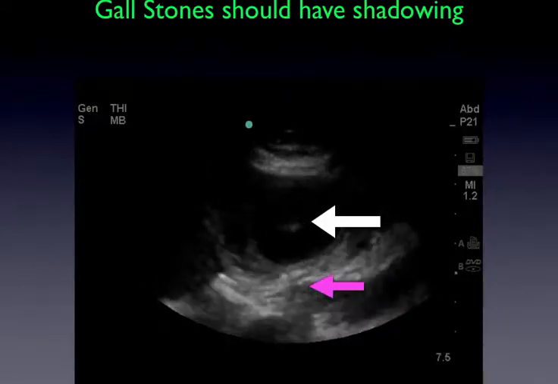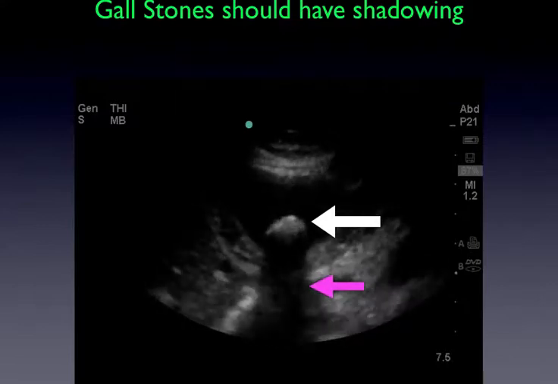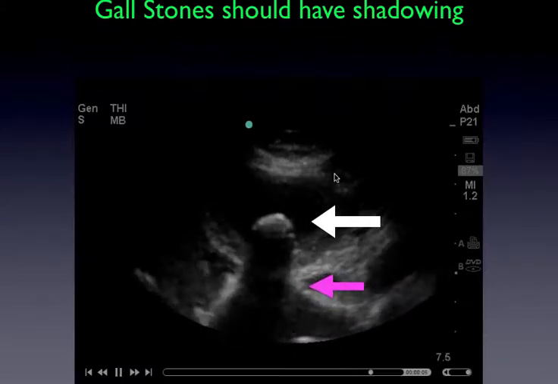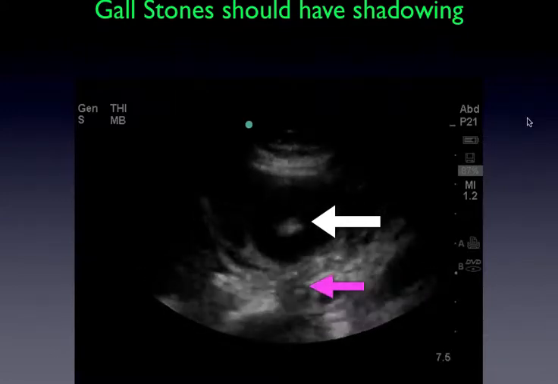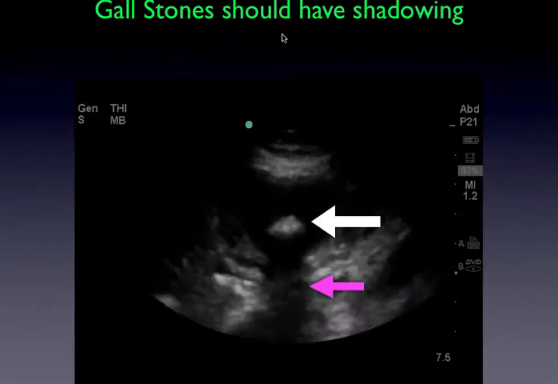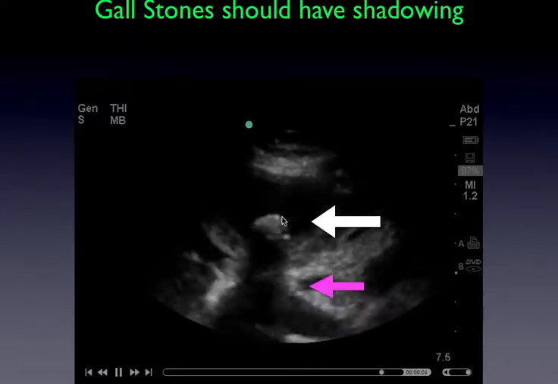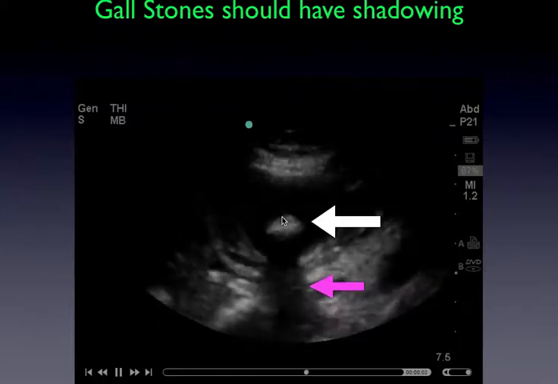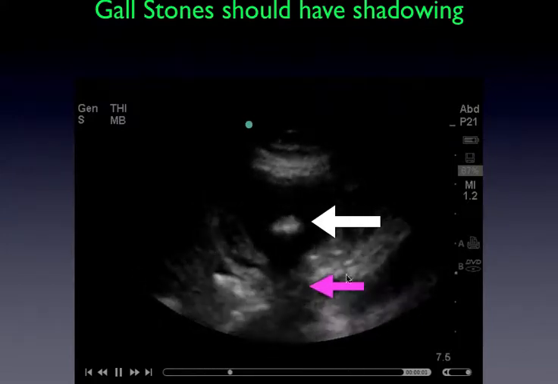Gallstones should have shadowing. This clip shows a very large gallstone. Here's the gallbladder here, and the gallstone is at the tip of the white arrow. And then posterior to that is the shadowing of the gallstone. As the ultrasound beam comes down this direction, it hits a solid mass, the gallstone. It can't penetrate past it. So over here we have the shadowing, where the ultrasound beam just cannot be.